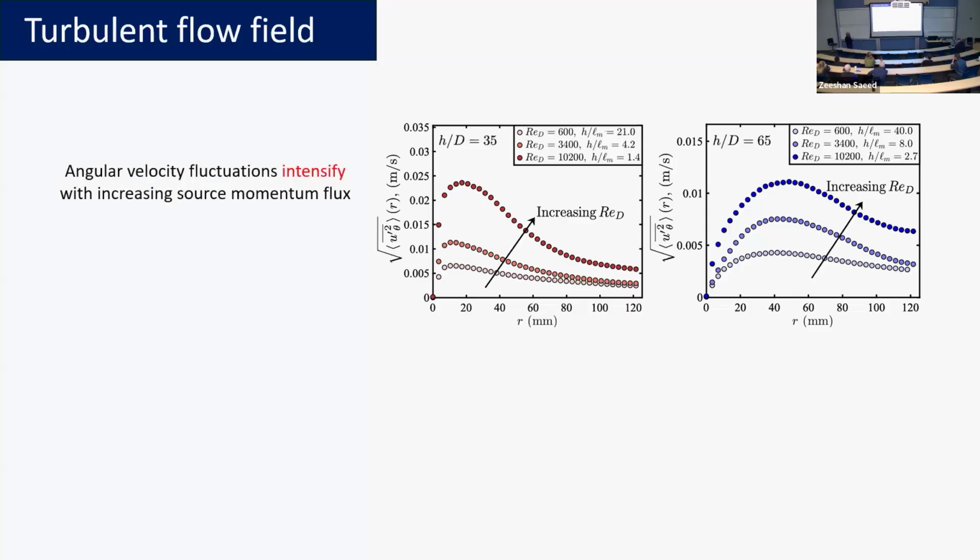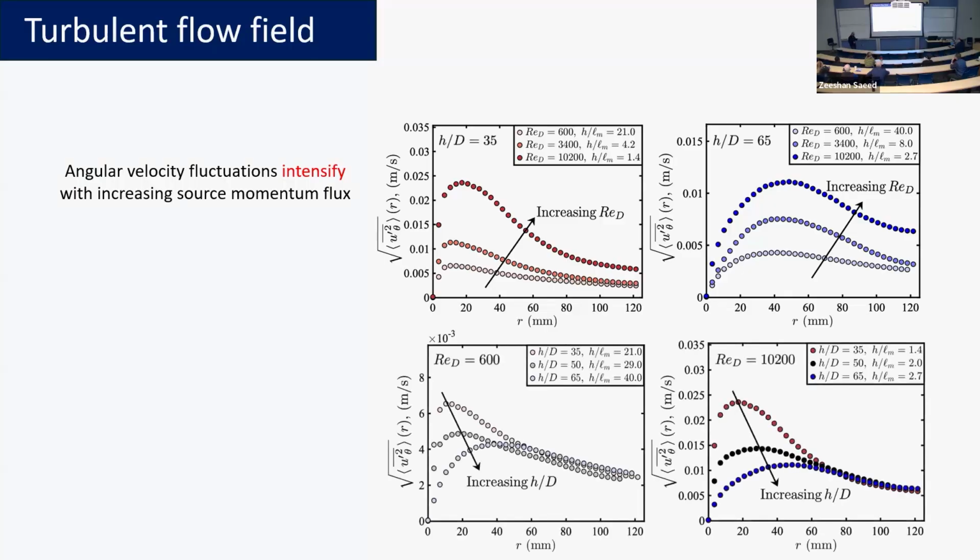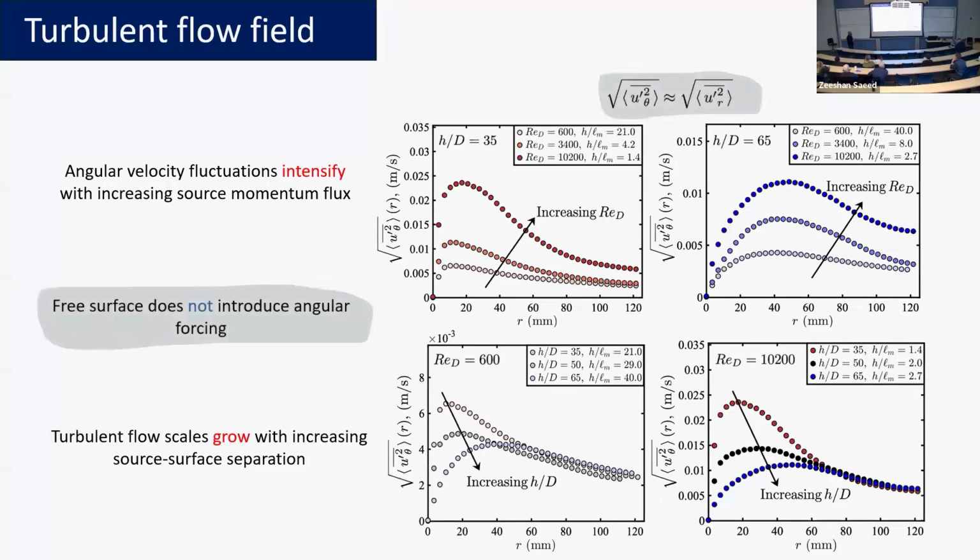And what I show over here is that the angular velocity fluctuations intensify with increasing source momentum flux. And what I show on the plots at the bottom is that if I'm increasing the source separation, the angular fluctuations will decrease. But what I also see is that the magnitude of the angular fluctuations and the radial fluctuations remain more or less the same. And this has to do with something that will be clarified in the next few slides.